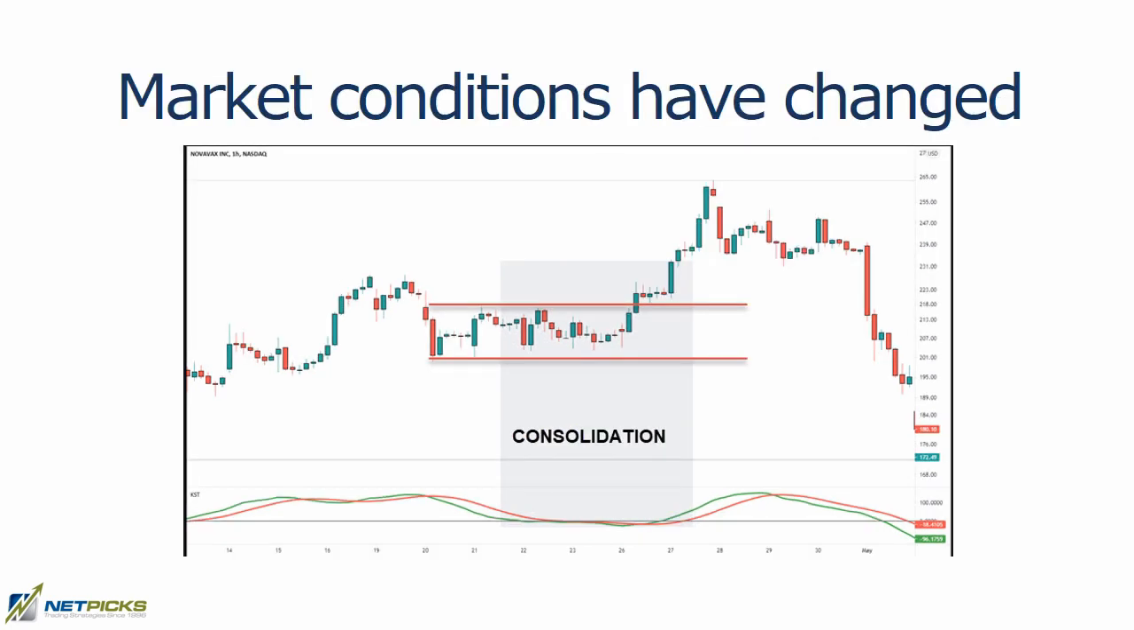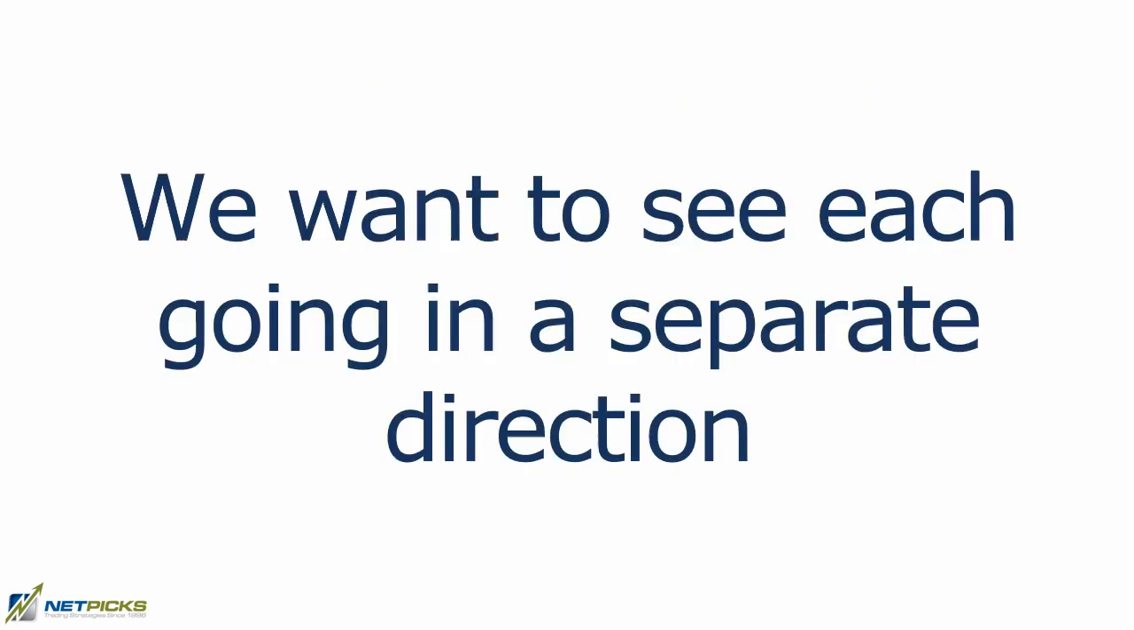Now, this feature of the indicator, it's a really good warning sign that the market conditions have changed. Okay, so in that case, you may want to seek out another instrument that's actually moving. Now, what about using it for divergence that we mentioned? So remember, when we speak of divergence, we are considering the direction of the indicator and the direction of price. We want to see each of them going in a separate direction, or essentially not confirming each other.